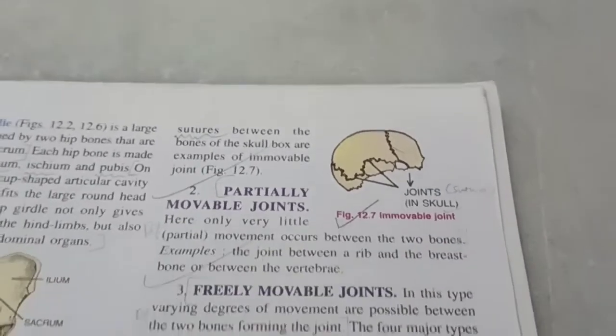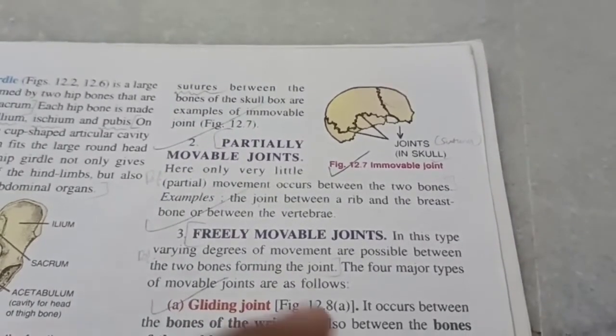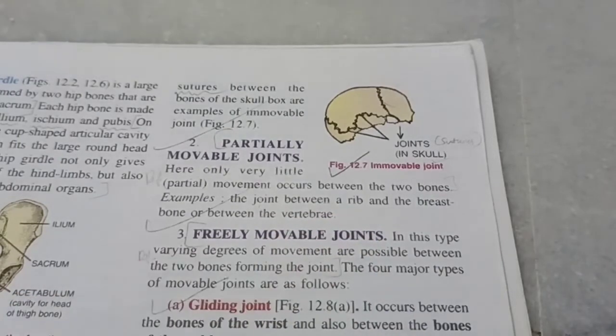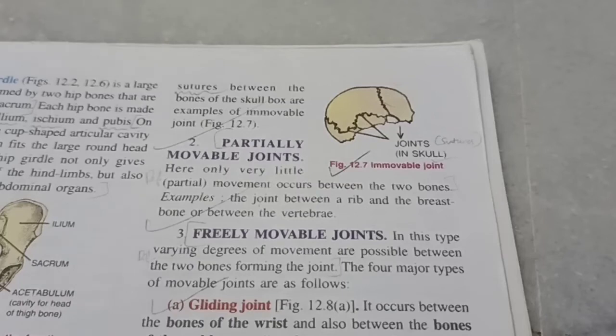Then we have some partially movable joints. Example, the joint between a rib. That is why when we breathe, the ribs do move a little bit. And even there is a joint between the rib and the breastbone, that is sternum. And even some of the vertebrae, the joints between the vertebrae is partially movable. So we can bend our backbone a little bit thanks to the partially movable joint there.